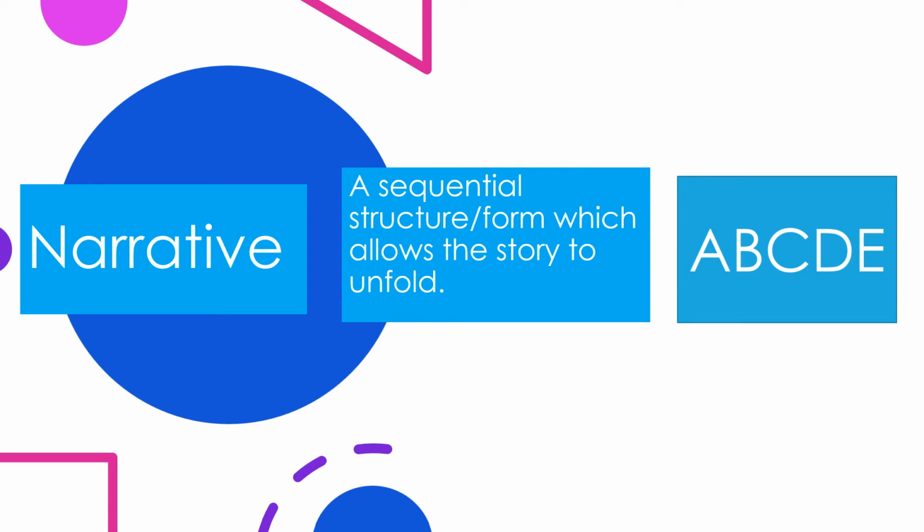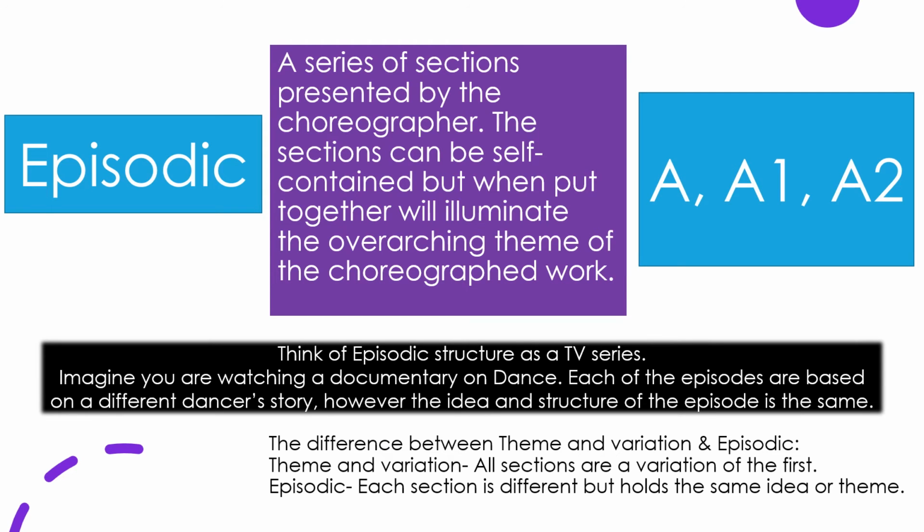So narrative, this one's pretty straightforward. A sequential structure or form which allows the story to unfold. So A, B, C, D, E. Literally, in each section you are developing that story and that narrative. Okay, episodic. A series of sections presented by the choreographer. The sections can be self-contained, but when put together will illuminate the overarching theme of the choreographed work.